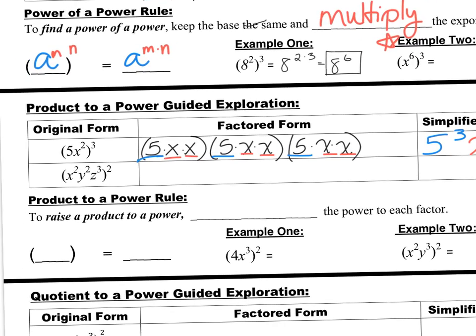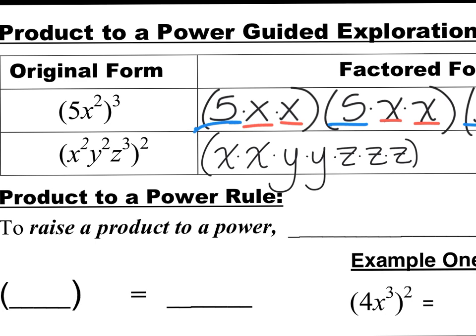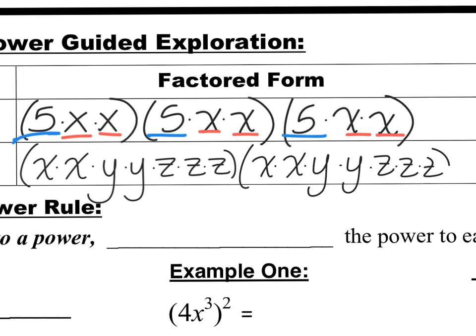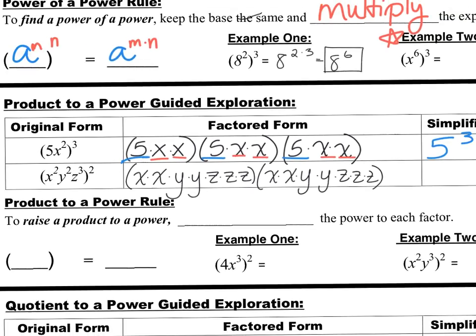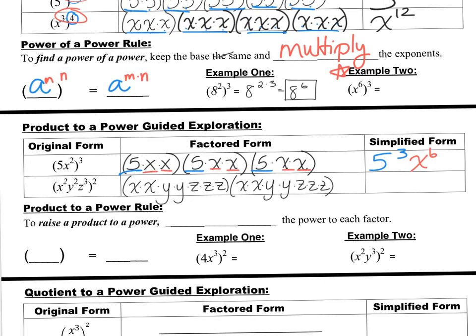Let's try another example. Here I have x squared. X squared is x times x. Y squared, y times y, and z cubed, z times z times z. And this is raised to the 2nd power, so I'm going to write that 2 times. So I factored out my expression. Now I just want to simplify.